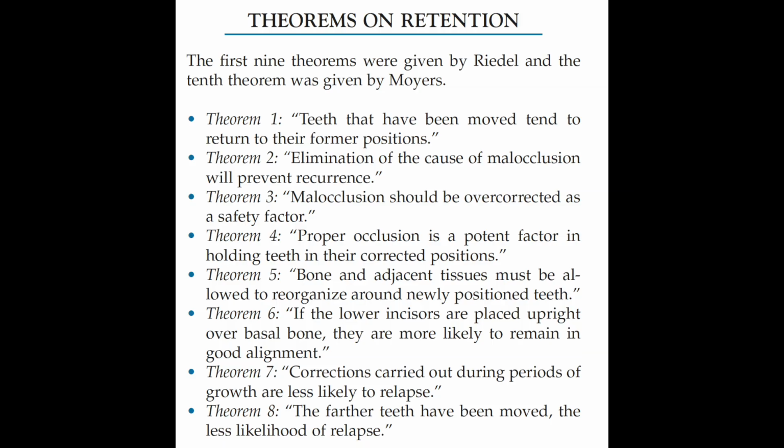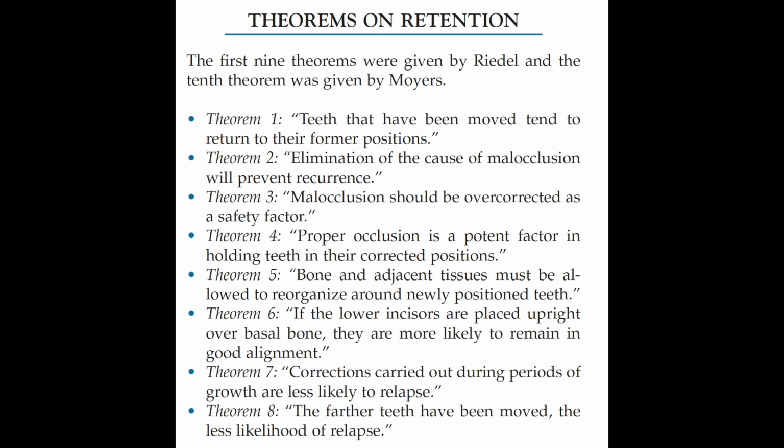So there are various theorems of retention given by Riddle. As you can see, 10 theorems, of which 9 were given by Riddle and the 10th theorem was given by Moyers. Theorem 1, teeth that have been moved tend to return to their former positions. Theorem 2, elimination of the cause of malocclusion will prevent recurrence. Theorem 3, malocclusion should be overcorrected as a safety factor.